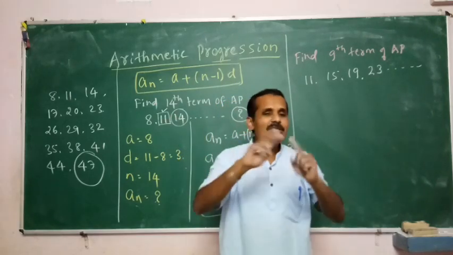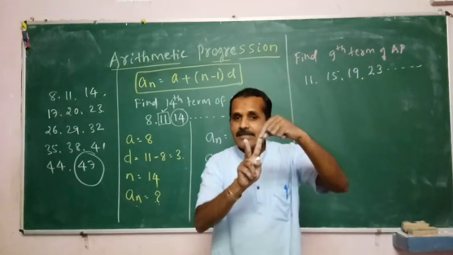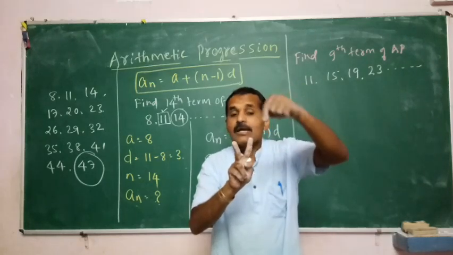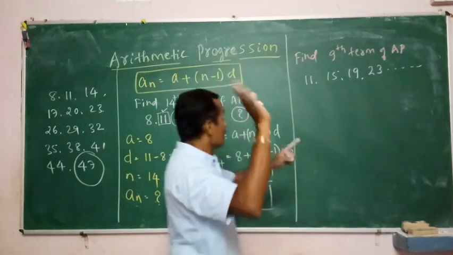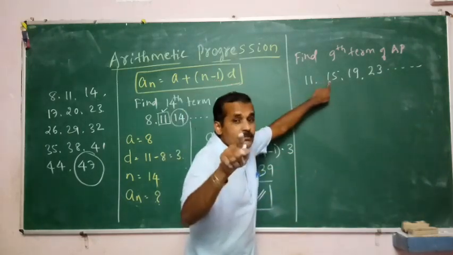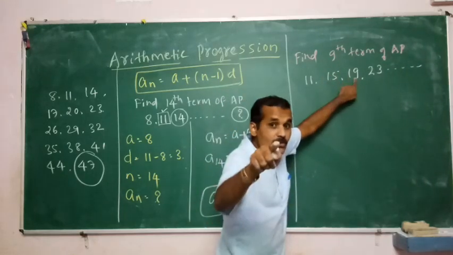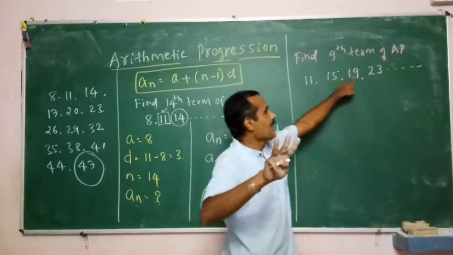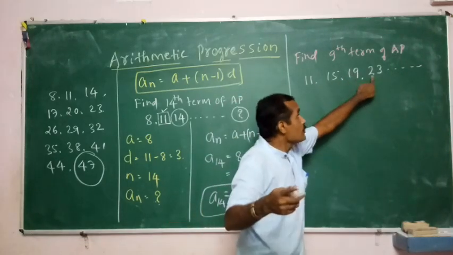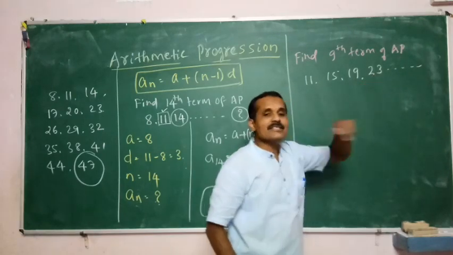That is the An. So usually students make mistakes in N and An. N is the term. An is a value. See again, 15 is a value. Where is it? In the second place. 19 is a value. Where is it? In the third place. The 3 is the N. 19 is An. 23 is in the fourth place. 4 is N. 23 is An.